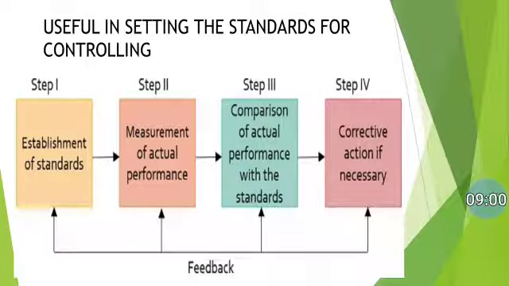The last step, which is a very important step, is corrective action. Here whatever loopholes are there, they have to be seen immediately and corrective action has to be taken to improve that. In this way, all these controlling measures are useful while doing planning.